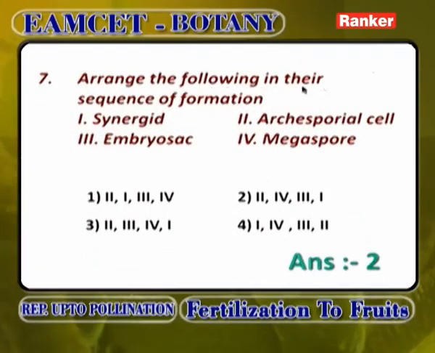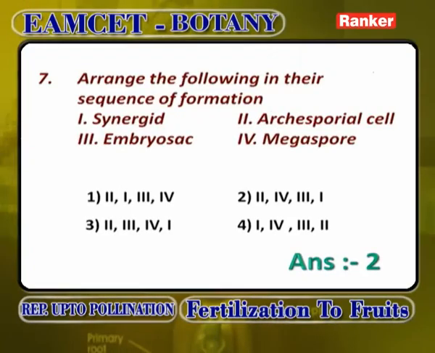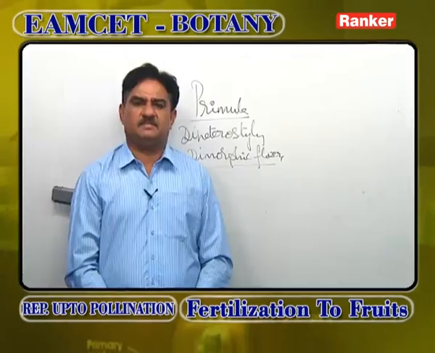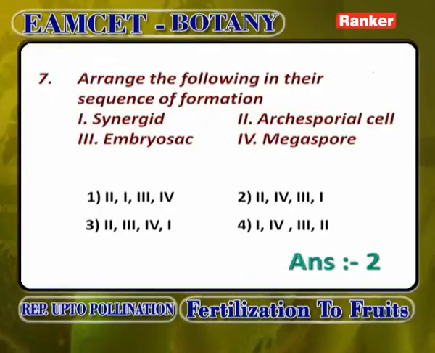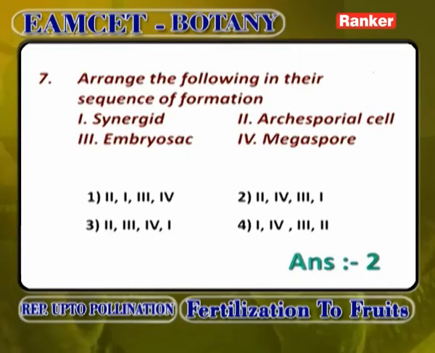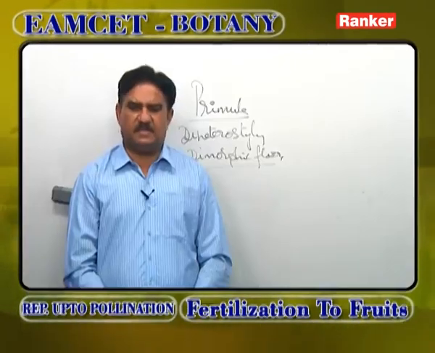Now, arrange the following in their correct sequence of formation. How are they formed? For this, answer is 2, 4, 3, 1. First is synergids, 2 is archesporial cell, 3 is embryo sac, 4 is megaspore. So always in an ovule, within the nucellus or megasporangium, first formed is archesporial cell. Archesporial cell divides and produces megaspore mother cell. Megaspore mother cell by meiosis produces megaspore. So first formed is archesporial cell, then megaspore, then embryo sac, 7-celled 8-nucleated embryo sac, and in the embryo sac synergids are present.